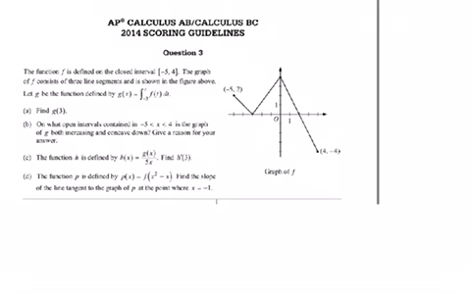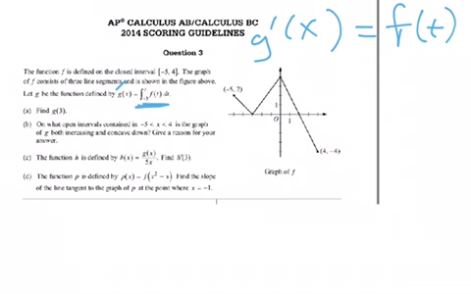Okay, let's look at 3b. On what open interval contained in -5 to 4 is the graph of g both increasing and concave down? So keep in mind that if we take the derivative of g prime, we get g prime of x equals f(x), right?